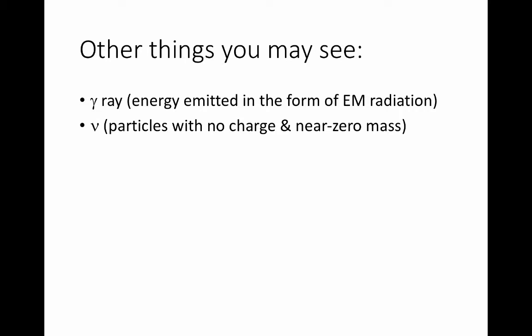You might also see this symbol, which looks like a V, which is actually a Greek nu. That stands for a neutrino, which is a particle with no charge. It doesn't affect the atomic number, therefore. And it has near zero mass, even less mass than an electron, so that also doesn't affect the mass number. So neutrinos don't really affect the balancing of a nuclear reaction. We're going to ignore gamma rays and neutrinos for now. If you want to learn more about them, study particle physics.